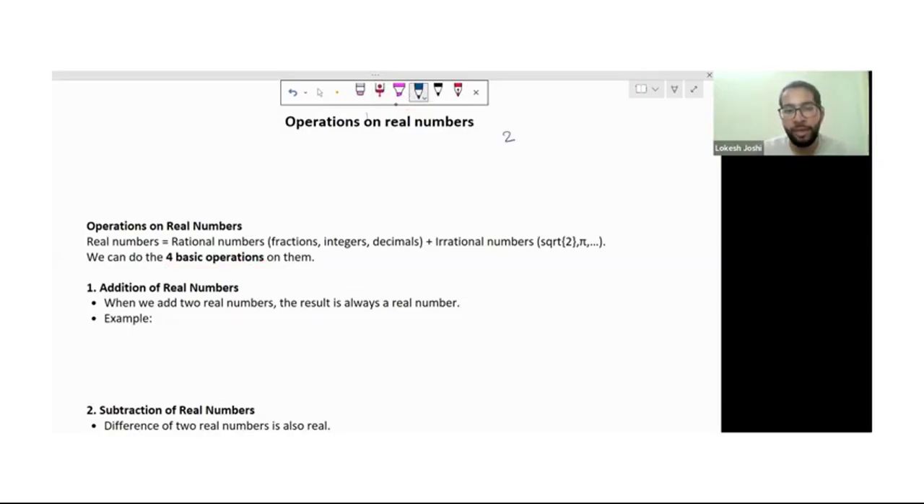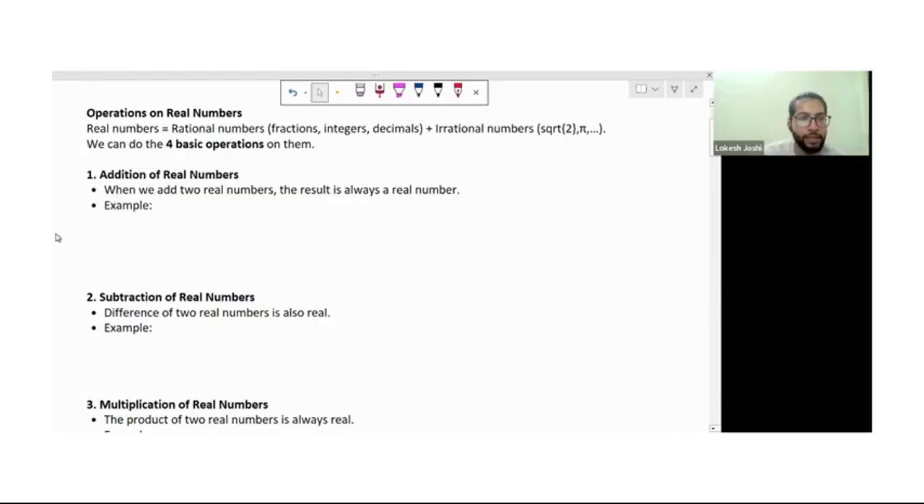Suppose I have 2 as the rational number and under root 2 is irrational. So 2 plus under root 2 is irrational, like the sum of a rational and an irrational is irrational, but it's a real number. The basic idea is that if we collect all rational and irrationals, then we will get the set of real numbers. So real numbers are the set of rational and irrational.